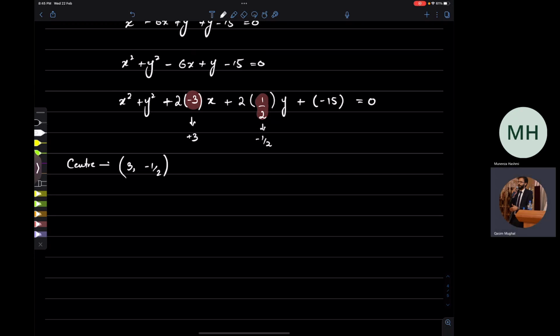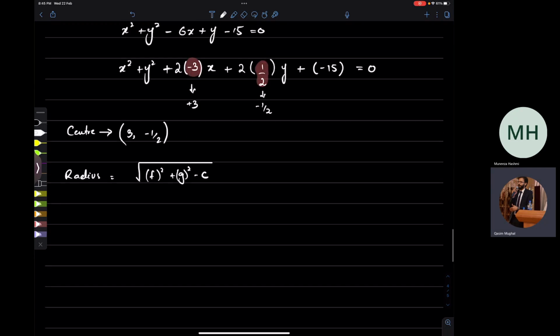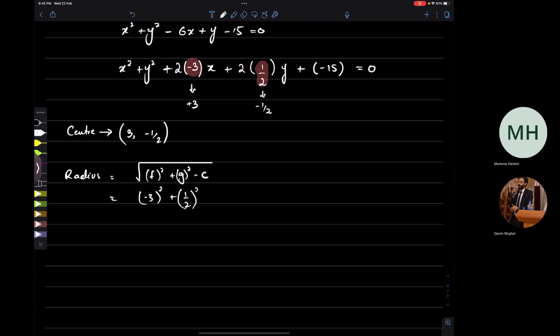Now, if I want to work out the center and radius of the circle, the radius is root of f squared plus g squared minus c. Now, f is negative 3 and g is 1 by 2 and c is negative 15.